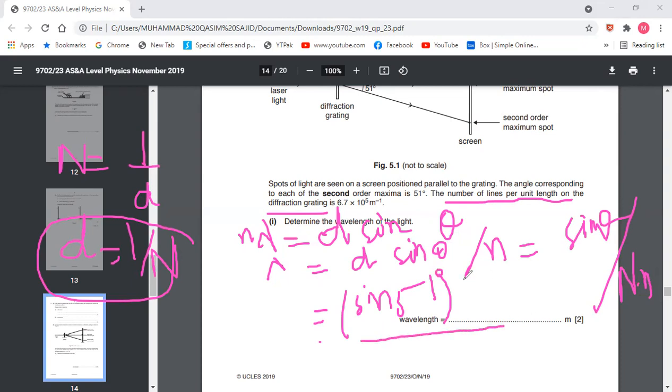Yes, sir. The value of N is 6.7 into 10 raised to the power 5, and n is the order. The order given is second order, so n equals 2. So kindly find the value. And what was the value of d? d is nothing; the given is the number of lines N. So N equals 1 upon d and d equals 1 upon N. So putting the value of d in the equation, the given is N, not the value of d. Is this clear?